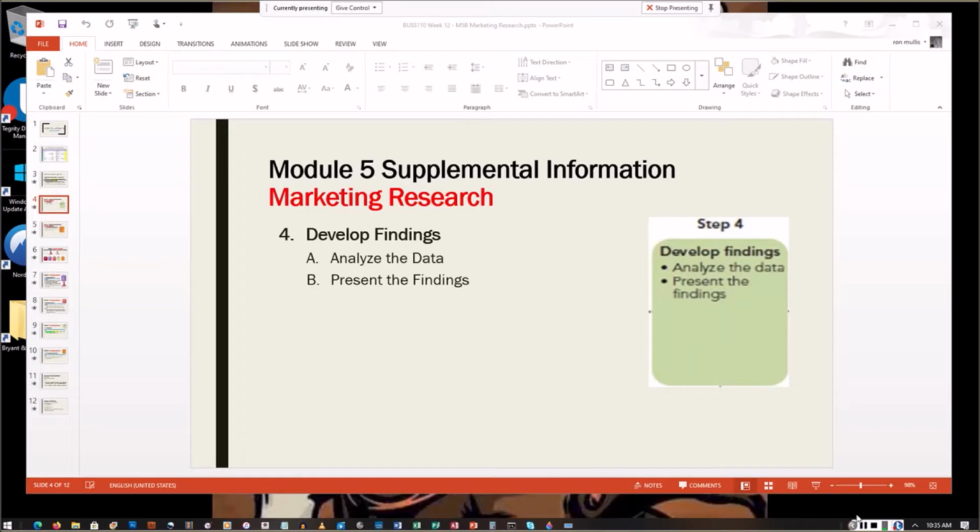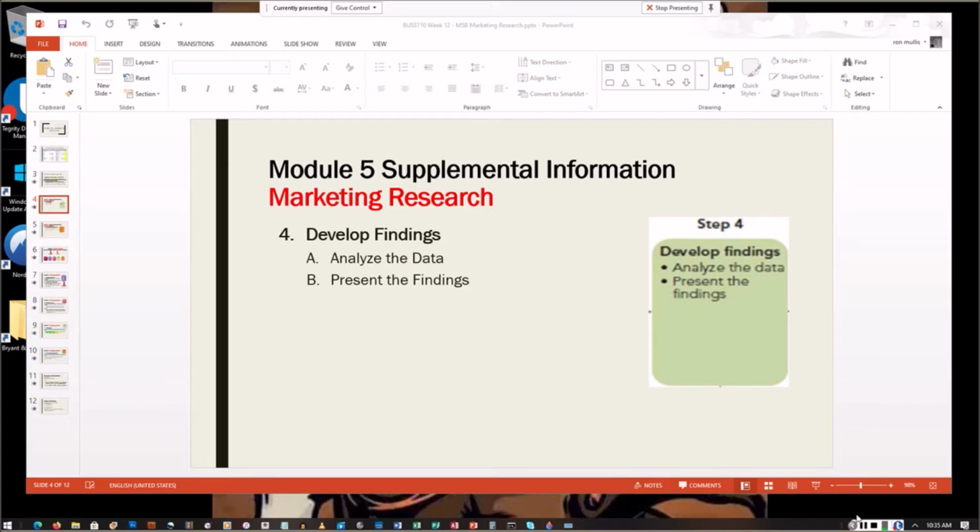So in the previous lecture, the week 11 lecture, we discussed steps 1 through 3 of market research. Now we will discuss steps 4 and 5, and then we'll end the discussion with an example of how market research is used by companies.